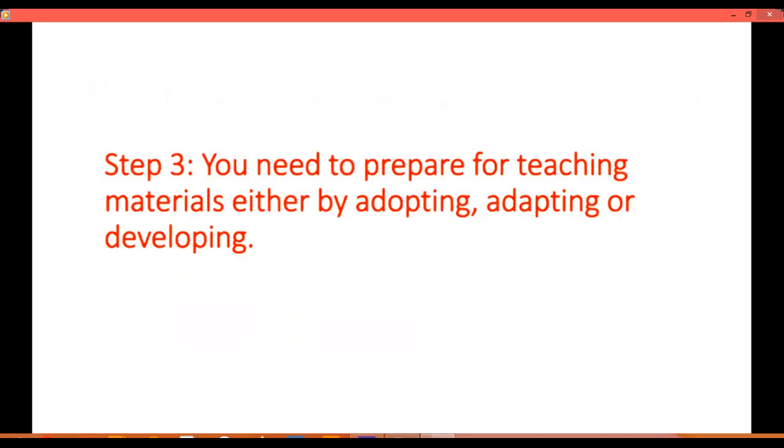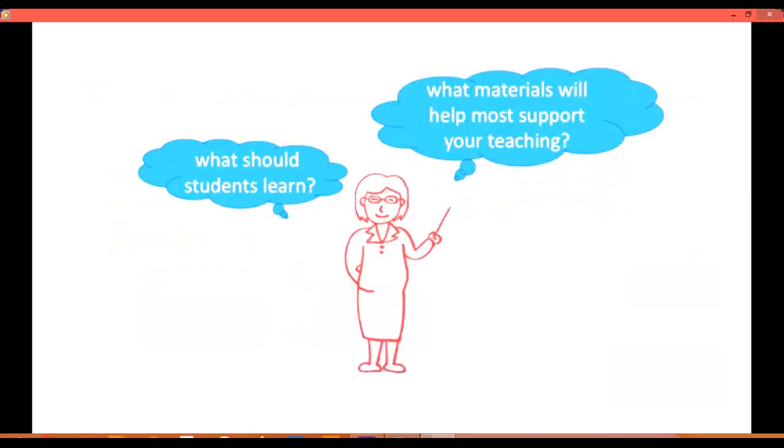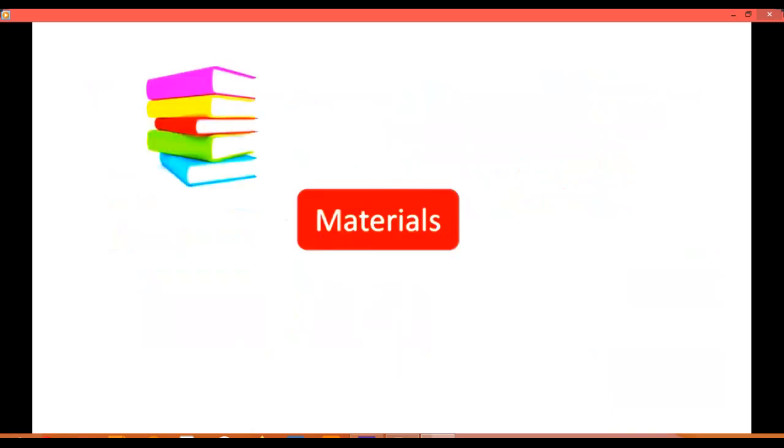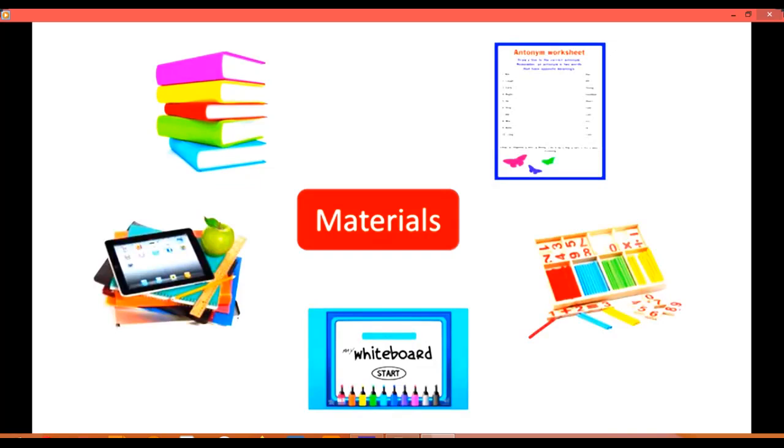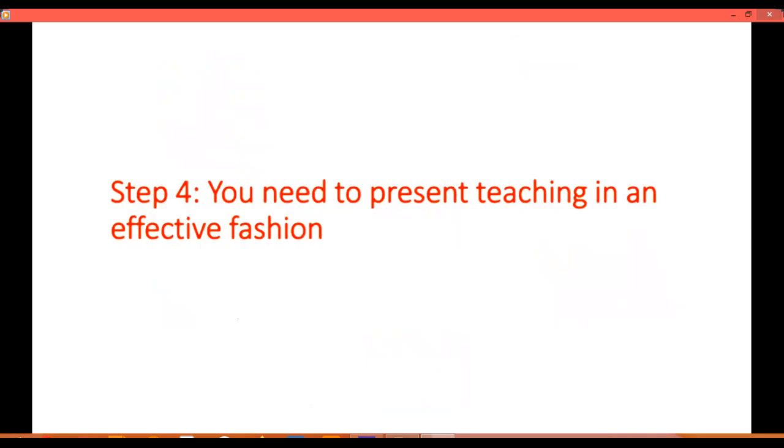Step 3. You need to prepare for teaching materials either by adopting, adapting, or developing. You need to know clearly about what students should learn and what materials will help support your teaching most. In this step, you need to choose proper textbooks for students, worksheets for practice, and select useful equipment to engage students in your teaching.